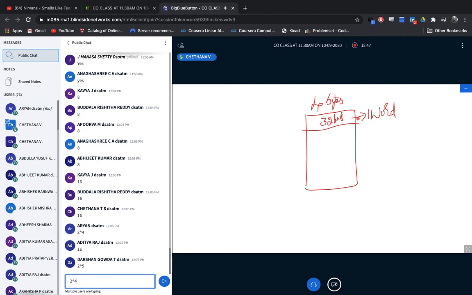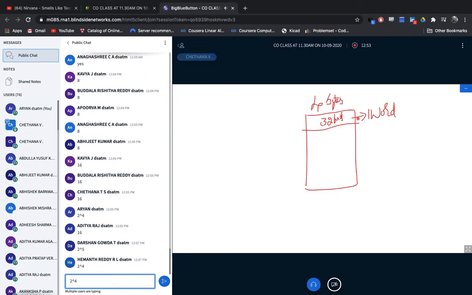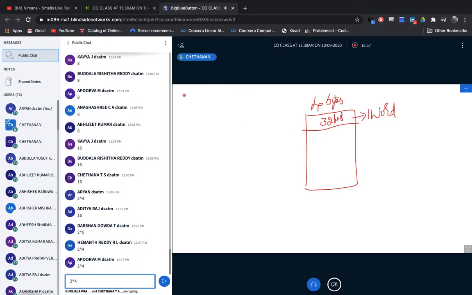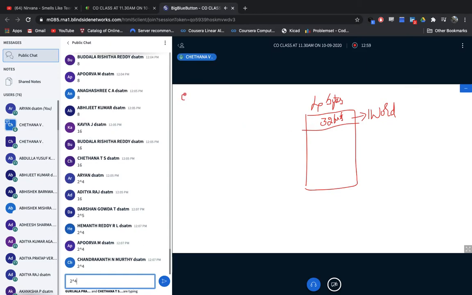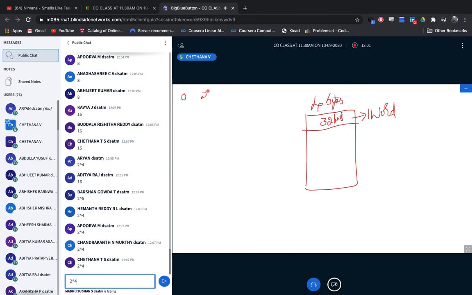Darshan was typing 2 to the power of 5. See, I told you already, if it is 0 or 1, only one bit of data, then 2 to the power of 0. If it is 00, 01, 10, 11, that means 2 bits of data, only 2 bits. This is the case, 2 to the power of 1. I told you very clearly, this is 1 bit, this is 2 bits.